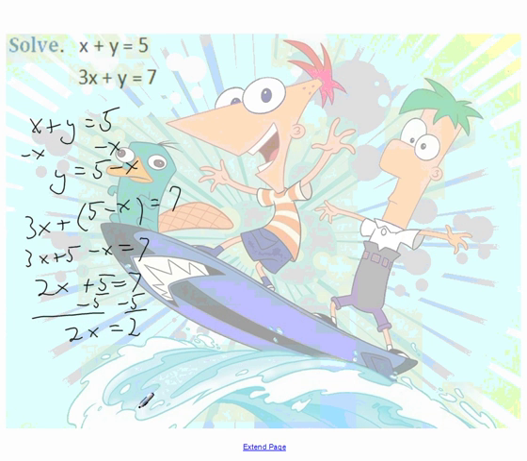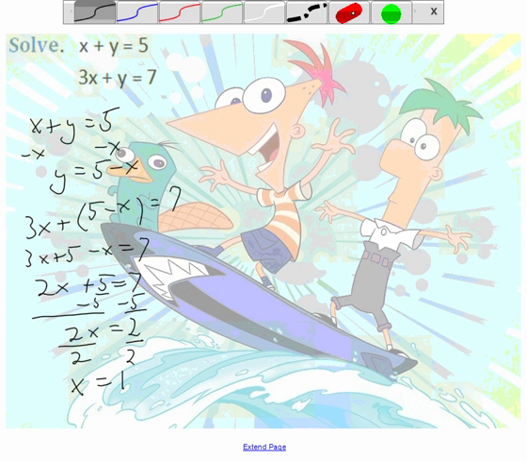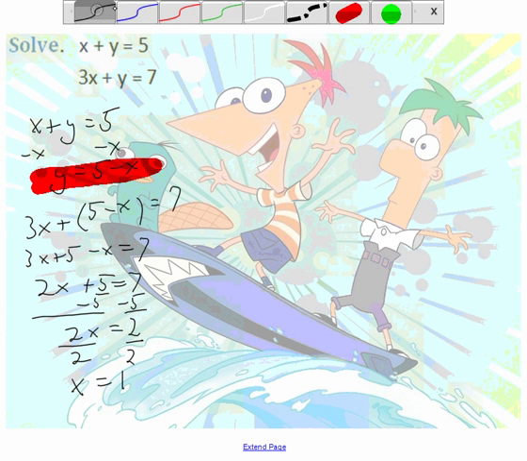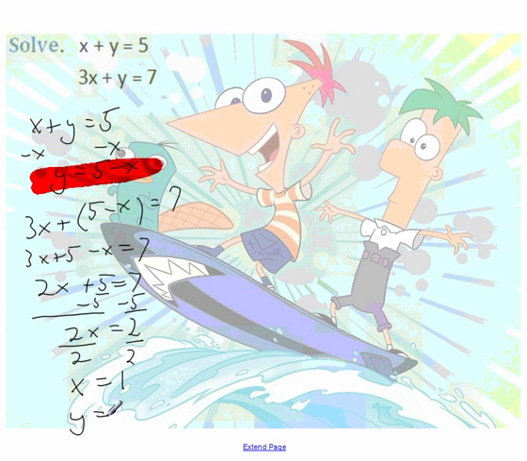Now we're going to use that idea of back substitution. We found x is equal to 1. We're going to go ahead and plug it back into this one right here. That's the one that makes the most sense and will be easiest to figure out. So we're going to come back and do y equals 5 minus x, which in this case we found x is 1, so y equals 4. So our solution here is 1, 4.